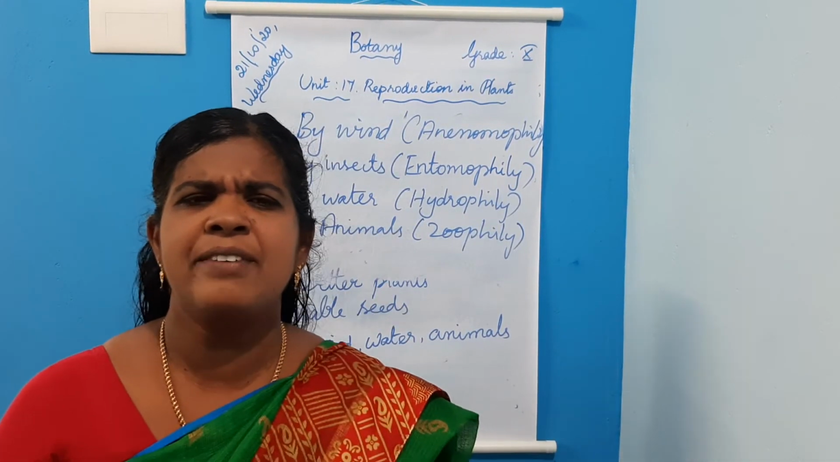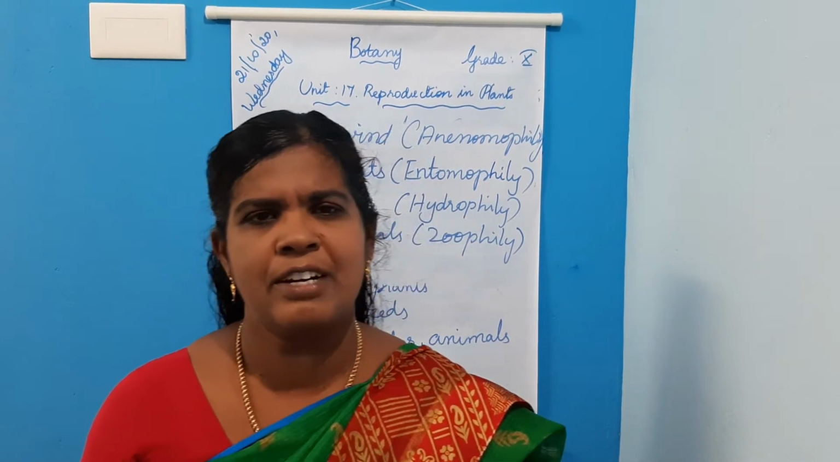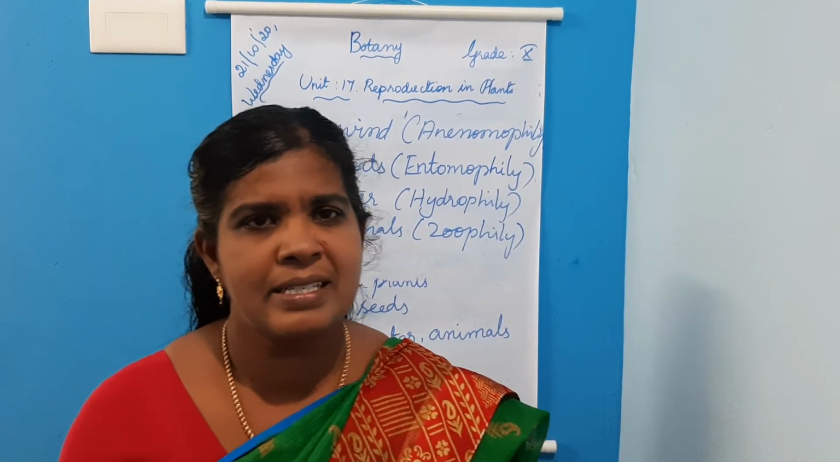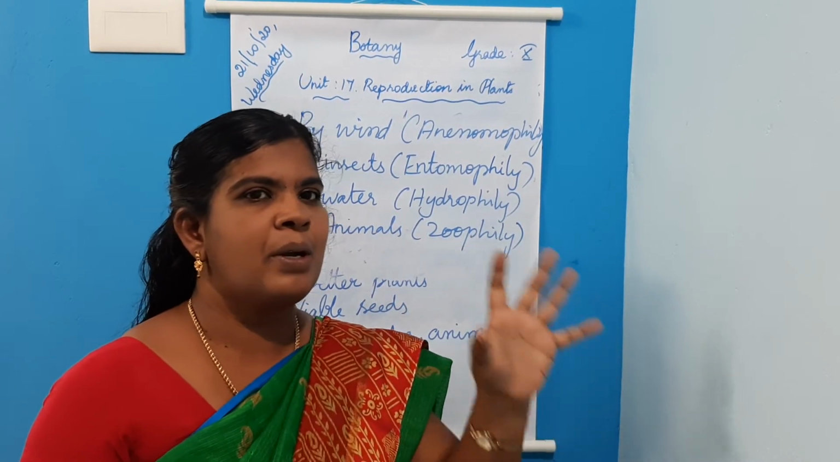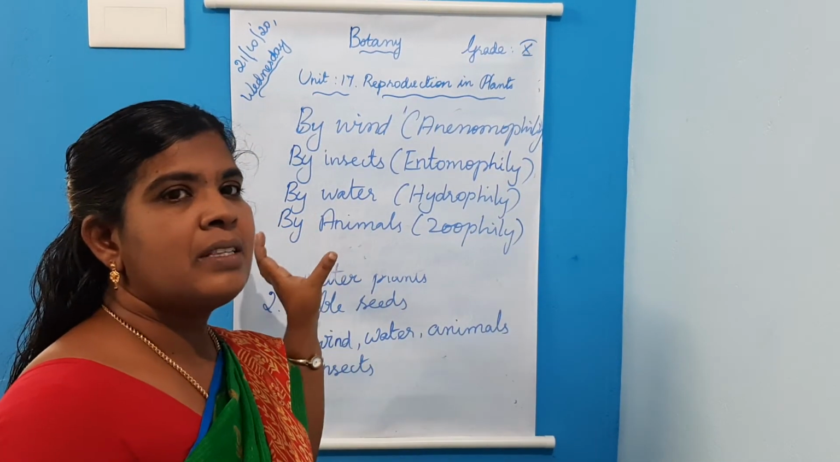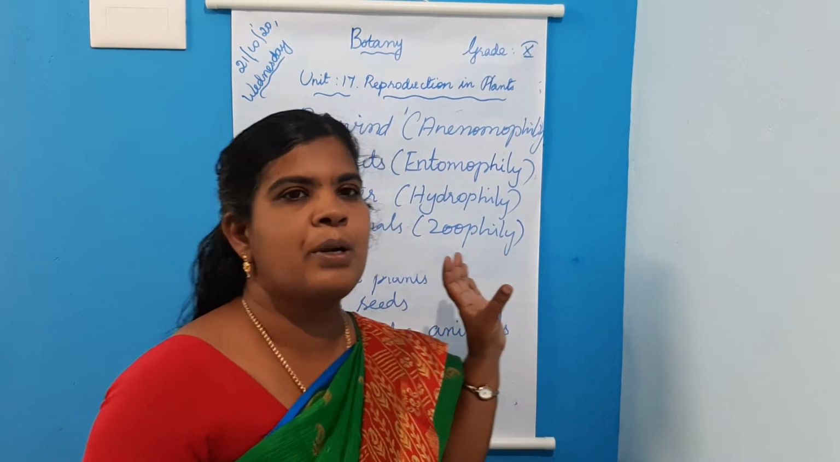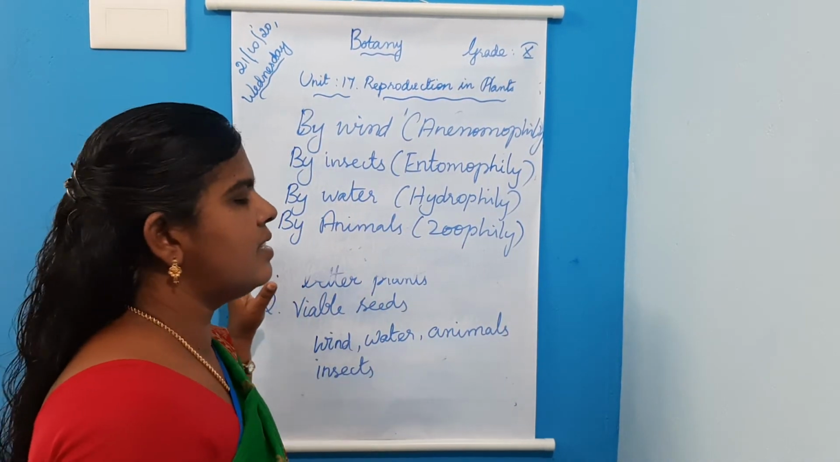Which is the first event in sexual reproduction in flowering plants? Pollination. So you all know about pollination, the types of pollination, advantages, disadvantages, etc.